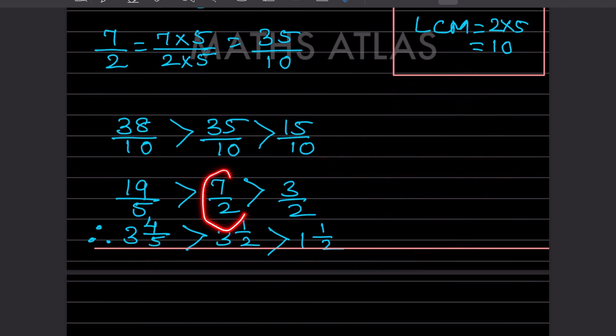Same you will do for 7 by 2. So you will get 3 integers 1 by 2. Same for 3 by 2, you will divide, you will get 1 integer 1 by 2. So always remember, you will go in a clockwise direction.